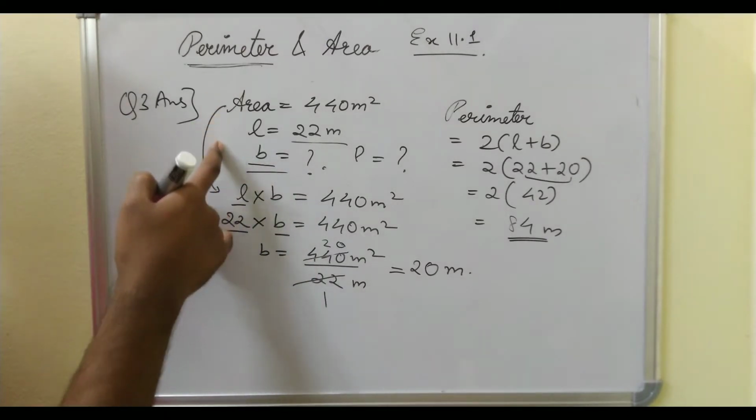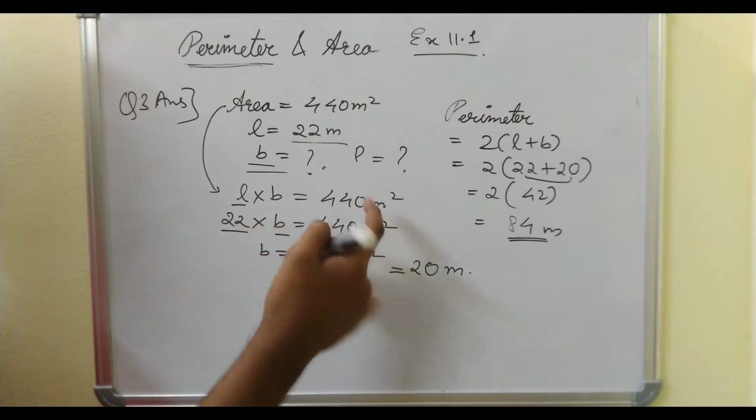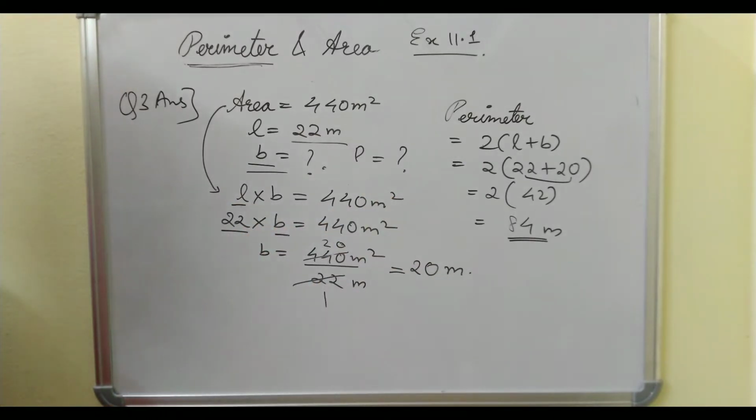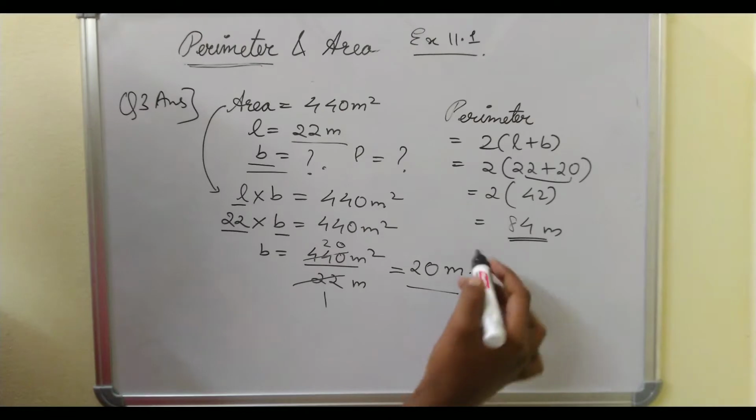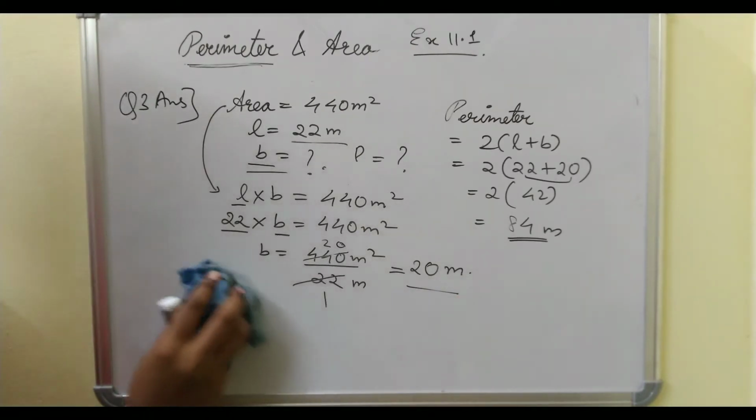So area I am just writing in the formula way. Area is L into B, which is nothing but 440. It is given in the question. Like that we have to find breadth, then the perimeter. That's it. Okay, now we'll move on to the fourth question.